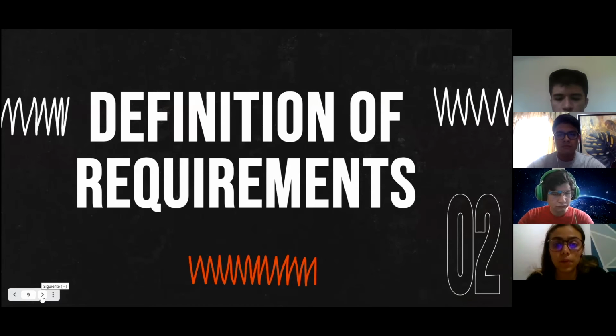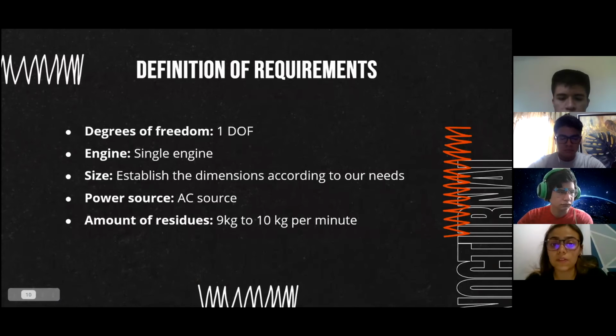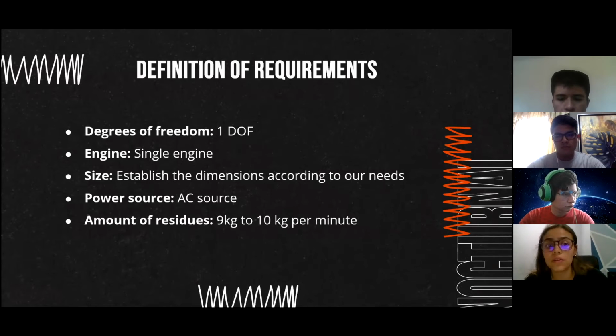Now we're going to talk about the definition of requirements. The first one is the degrees of freedom. To facilitate and simplify the operation of our machine, it will have to be limited to only 1 degree of freedom, which can perform the necessary action for waste collection. Then the engine.